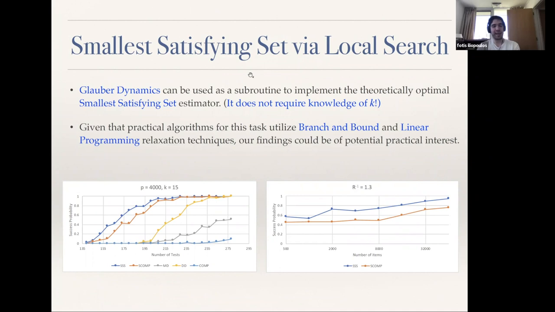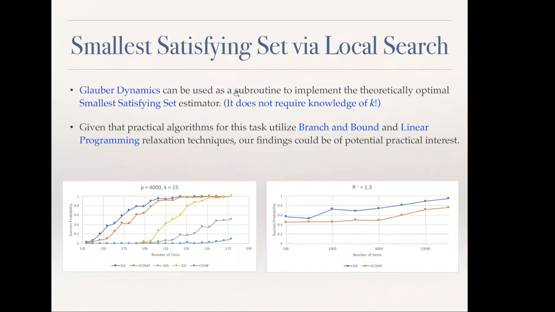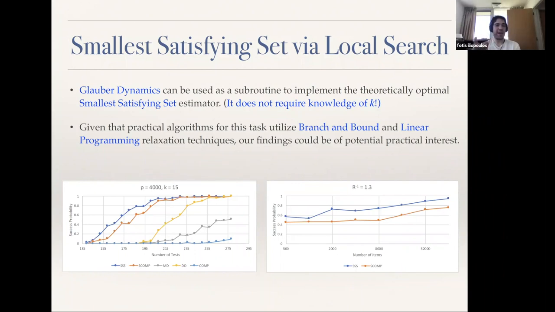As I said in the beginning, in everything I said, I assumed that the value of K, the number of infected individuals, is known. However, if you want to deal with the problem when the value of K is not known, you have to implement the smallest satisfying set estimator, which is basically solving the set cover problem I explained earlier without knowing the value of K. But this is not a big problem, because what you want is to find the smallest value of K that satisfies every test. So it's not a big deal.